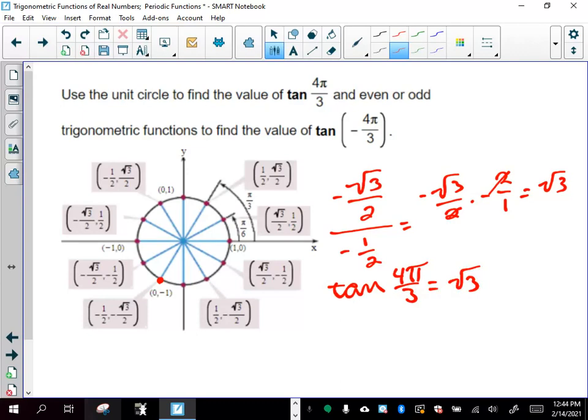Which means if I apply the odd function to this, I come over here and say, well, if that's the case, I have negative tangent of 4 pi over 3, which means my answer is negative square root of 3. So this is what it is when 4 pi over 3 is negative. That is what that answer is there. So just apply your even and odd properties to it and then flip the sign because it is an odd function.